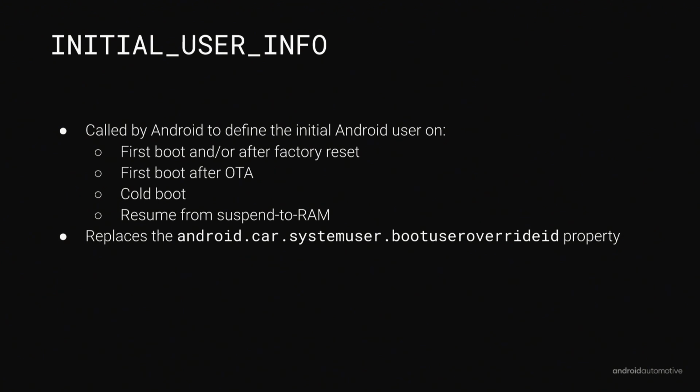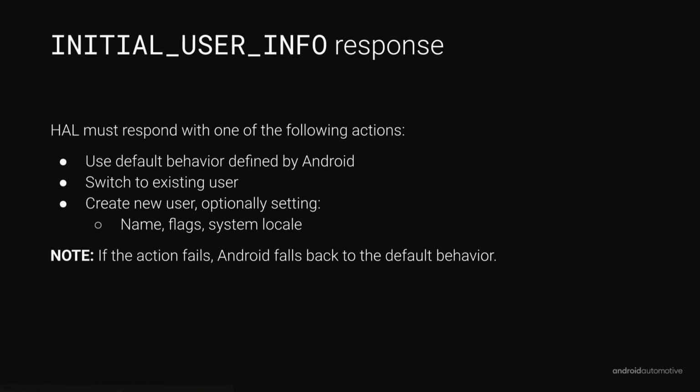So the main difference is we're going to be passing an attribute on the request to tell where this request is coming from. So if you're familiar, if you're using Android Q already, on Android 10, we provide a similar mechanism through the boot user override ID property, but this new mechanism is more powerful. And in fact, if you're using system HAL, we're going to be ignoring that property.